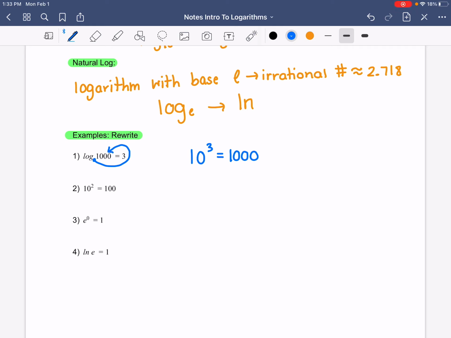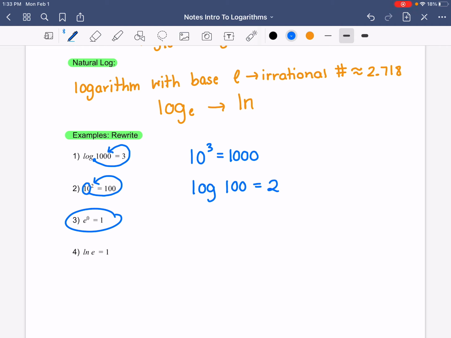Then my next one says 10 squared equals 100. This is in exponential, so I'm going to go to log form. So I start with log, and then I look at my base. So log base 10, but we don't actually write the 10. It's just universally accepted. It's just log. So it's log of 100 equals 2. So if there's no number there, it's automatically a 10, right? Automatically a 10.